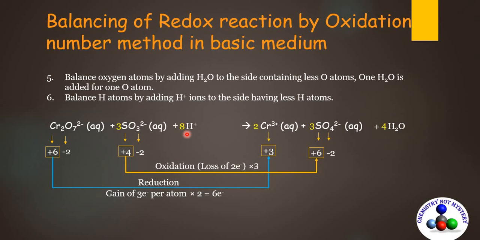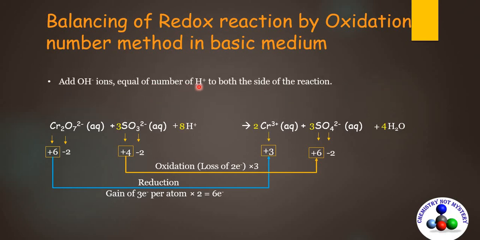Till here you have to follow all the steps that are involved in acidic medium method. Now add OH⁻ ions equal to the number of H+ ions to both sides of the reaction. So we will add 8 OH⁻ ions to both the sides of the reaction. Next step is to balance water molecules. Here 8 H+ and 8 OH⁻ ions are on the left side of the reaction. They combine to form 8 water molecules, and there are 4 water molecules present on the right side of the reaction. And so we get 4 water molecules remaining on the left side of the reaction.